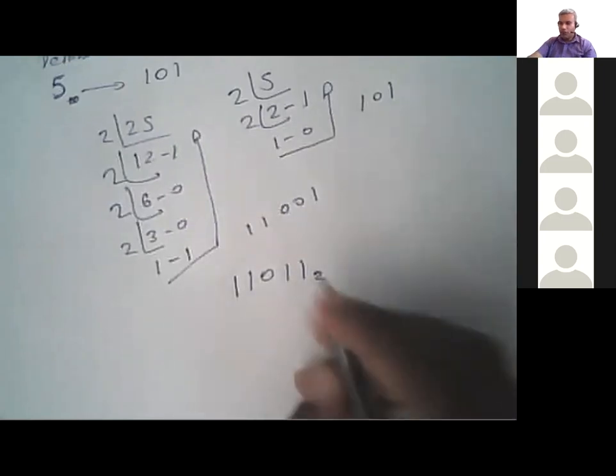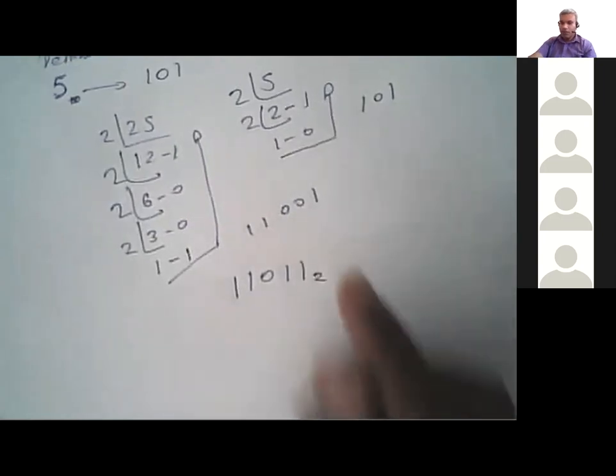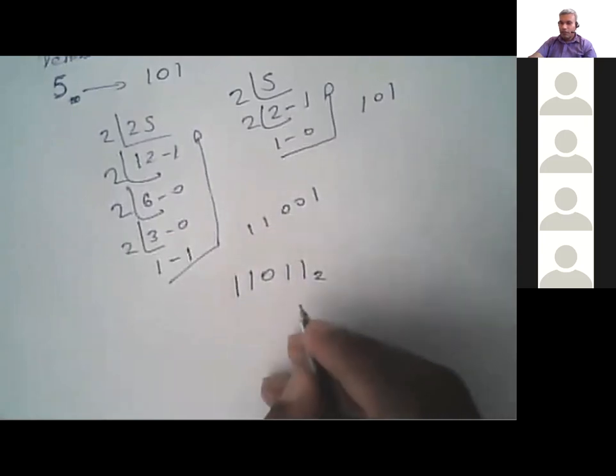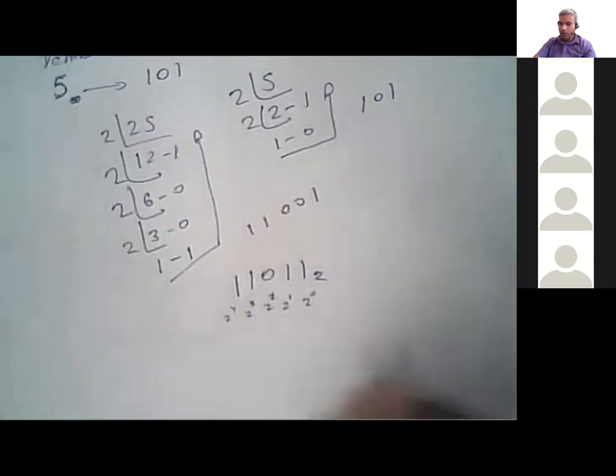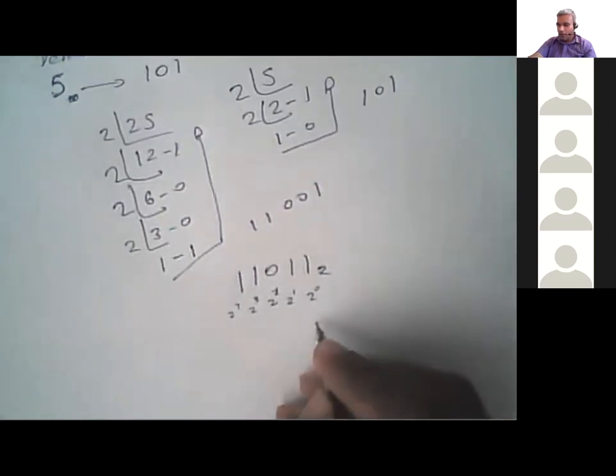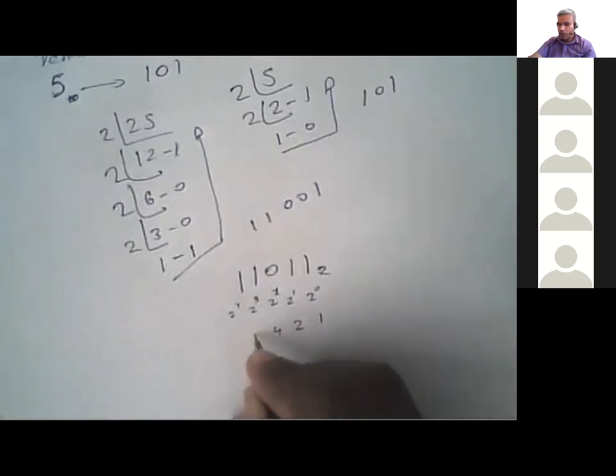Okay. For those who didn't get the idea, to do it, we write the powers of 2 below it: 2 to the power 0, 2 to the power 1, 2 to the power 2, 2 to the power 3, and 2 to the power 4. So 2 to the power 0 is 1, then 2, 4, 8, and 16.